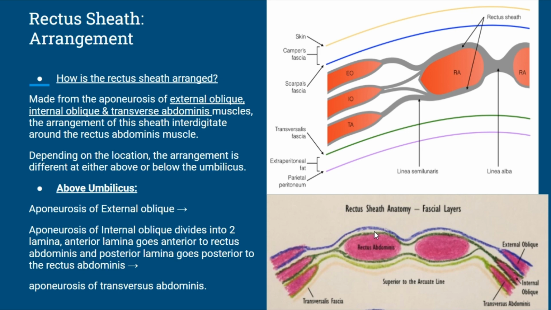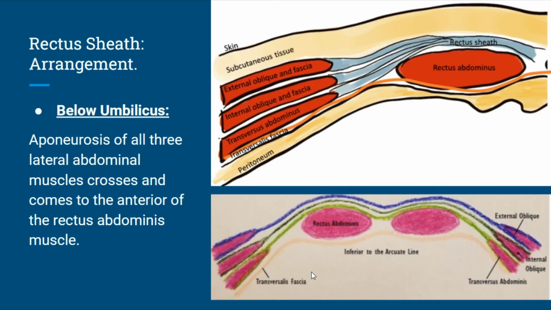I have found another image, so with the colored one, you can understand it better. So this is the external oblique, internal oblique, and transversus abdominis. You see in the external oblique, the aponeurosis goes anterior to the rectus abdominis. The internal oblique has two laminae, one goes anterior to the rectus abdominis, one goes posterior to the rectus abdominis, and then we have the last one, which is the transversus abdominis muscle.